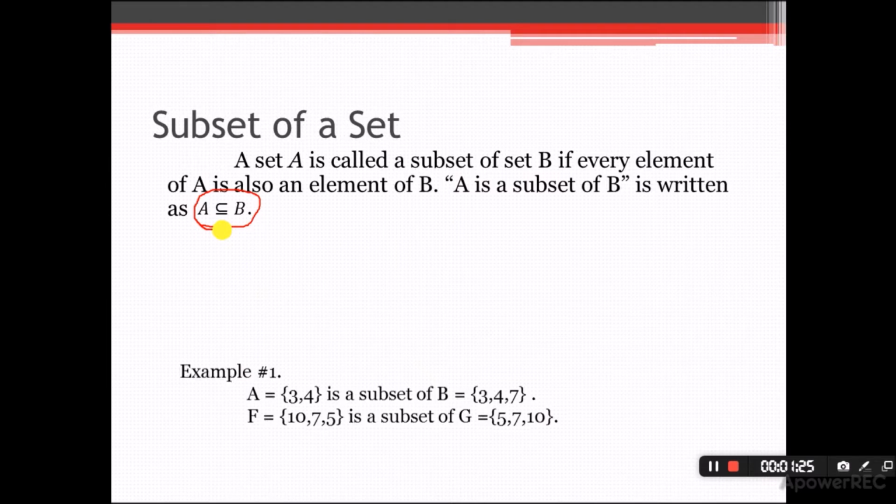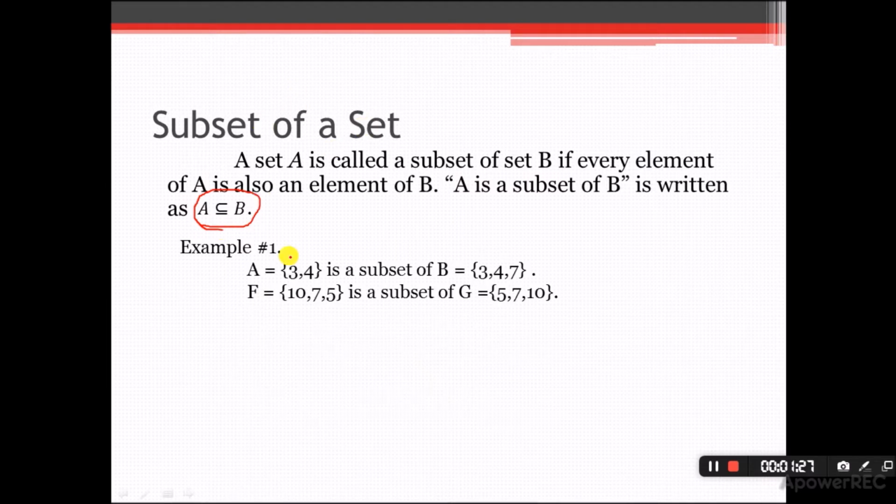Now we have examples. Example number 1, we have set A having the elements 3 and 4, which is a subset of B having the elements 3, 4, and 7. As you can see, the elements of set A are in the set B. That's 3 and 4. So technically speaking, A is a subset of B.